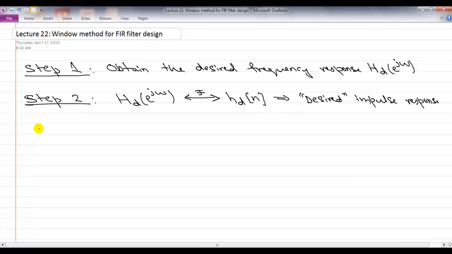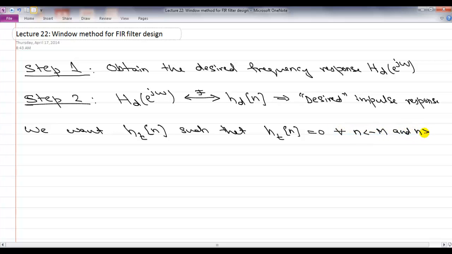So what we want is to somehow approximate this infinite impulse response by a finite duration impulse response whose frequency response is as close to your desired frequency response as possible. So we want something we'll call H_T[n] such that H_T[n] is equal to 0 for n less than minus M and n greater than capital M. So the length of this filter is 2M plus 1. And this H_T[n] has a frequency response which we call H_T of e to the j omega.